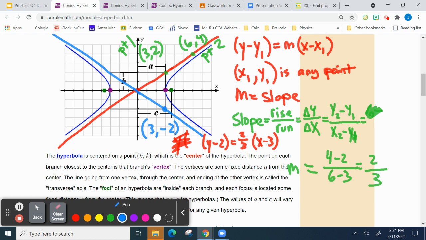So this one is going to be y minus, and then the y coordinate of a point on the line, -2, equals m. Now it's the negative version of the slope, -2/3, times x minus 3. And that's the equation of that one. So there you go. That's kind of everything right there.